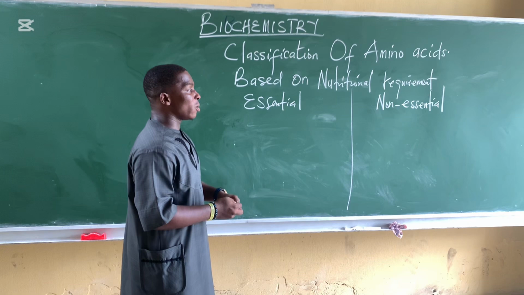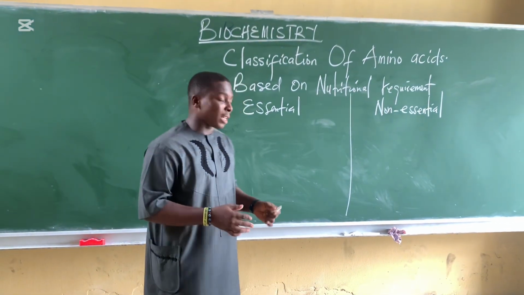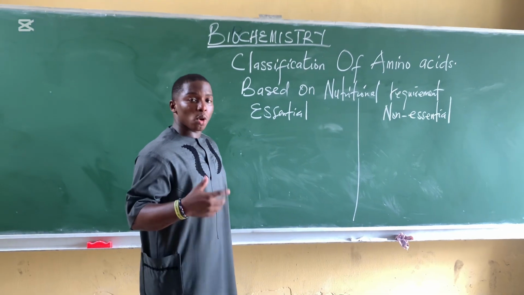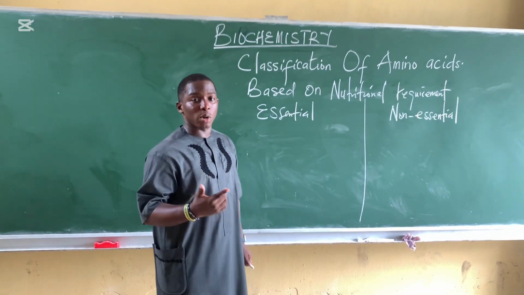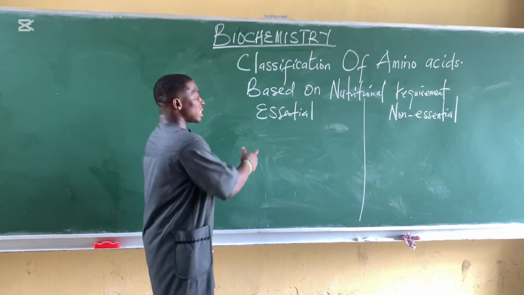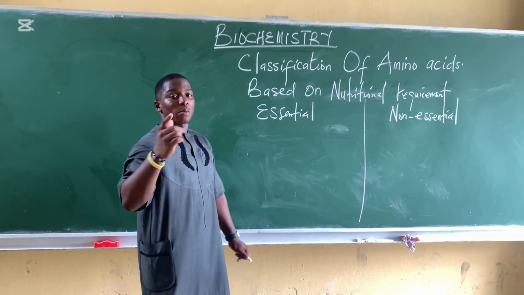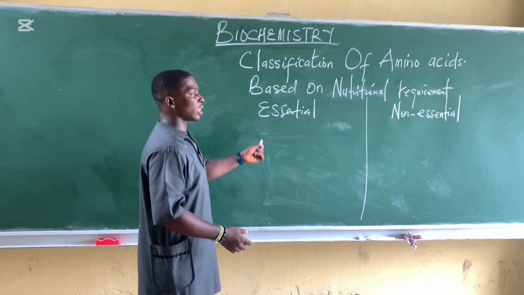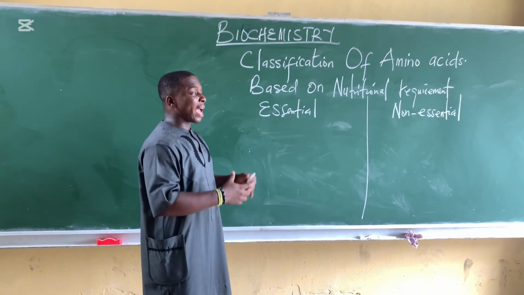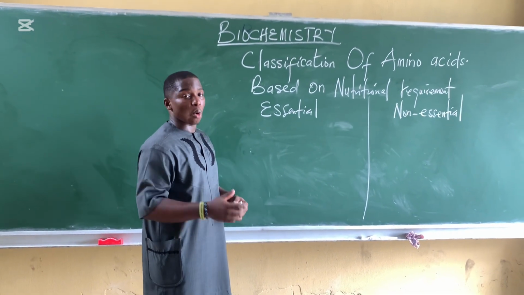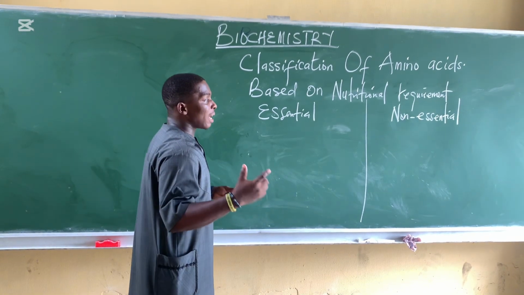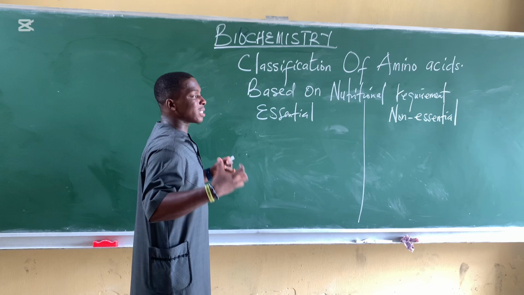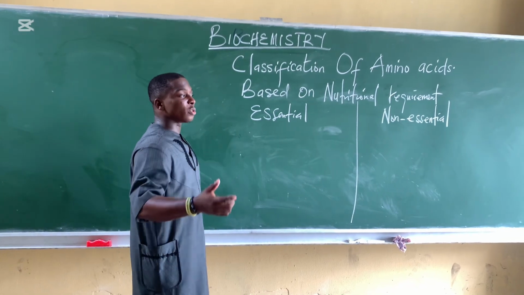What are essential amino acids? Essential amino acids are amino acids that cannot be synthesized or produced by the body. It means that these essential amino acids are gotten from diet. The major source of essential amino acids is dietary products. What we consume on a day-to-day basis is the essential amino acids. The body cannot synthesize them, but they are gotten from diet.